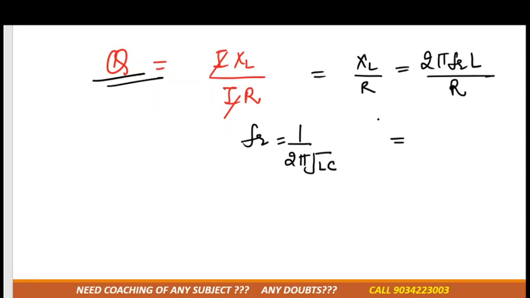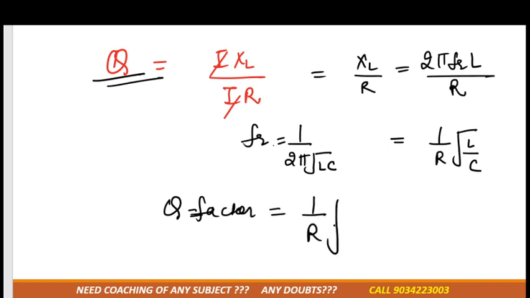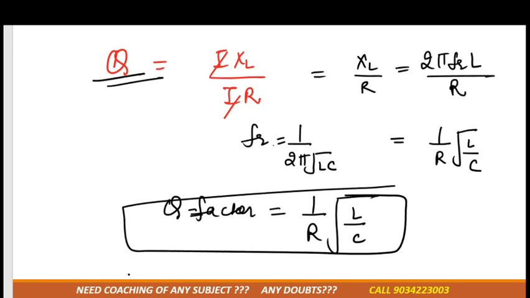Correct? So if I put this value, after solving it we'll get 1 by R root L by C. So this is the complete formula. I am not solving it here. You can put this value and then you'll get the final value for the Q factor. But the formula you need to remember is 1 by R root L by C. This is the formula for the quality factor.